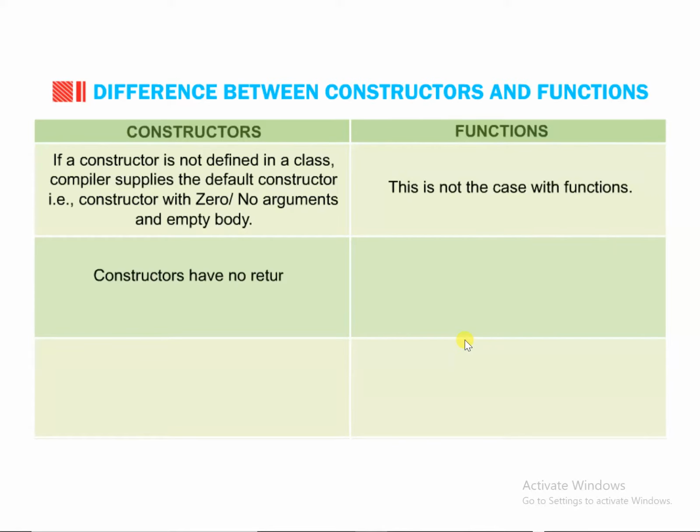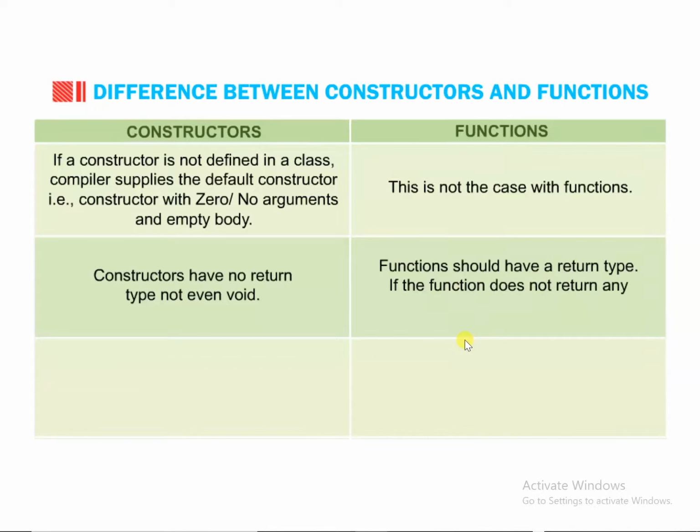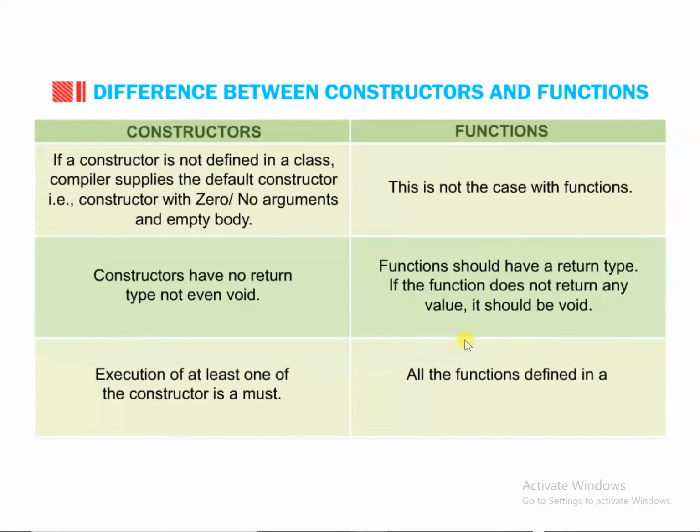Constructors have no return type, not even void. Function should have a return type. If the function does not return any value, it should be void. Execution of at least one of the constructor is a must. All the functions defined in a class may not execute.